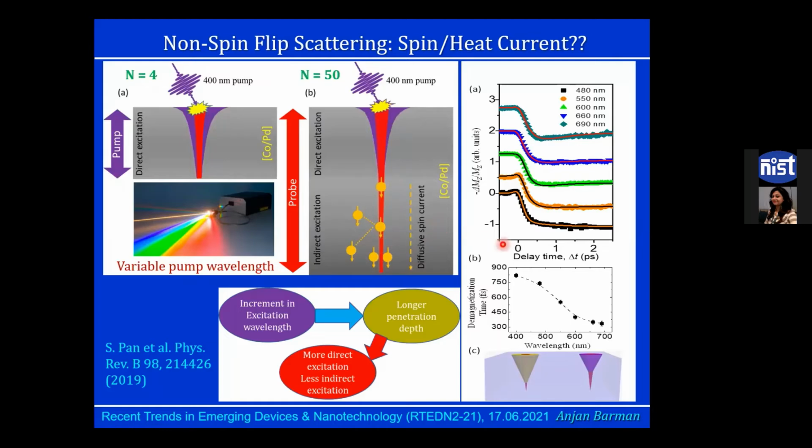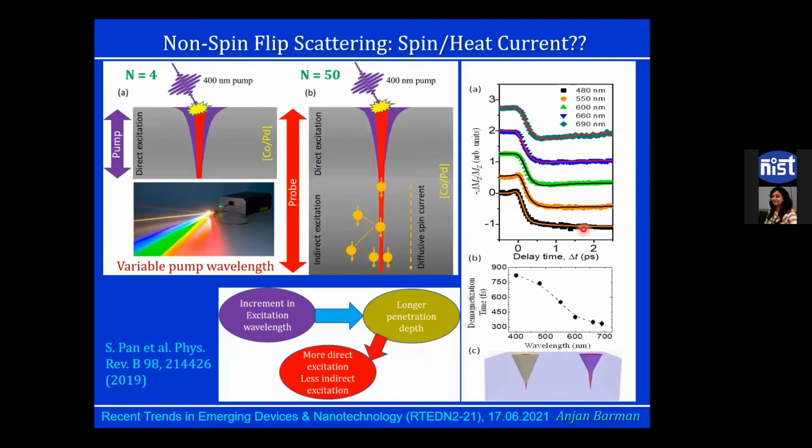But we didn't stop here. We did a control experiment. So what did we do? We now changed the pump beam wavelength. We had an optical parametric amplifier, from which we can vary the wavelength and do the pump experiment all over again. So that takes a long time, but we did this experiment. And here you can see that when we are at 480 nanometer or so, which is similar to 400 nanometer, you still have this 2-step demagnetization.